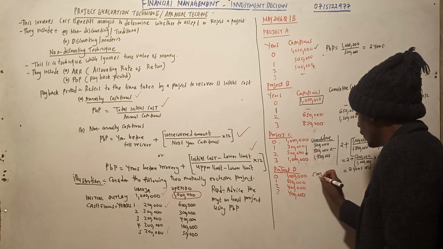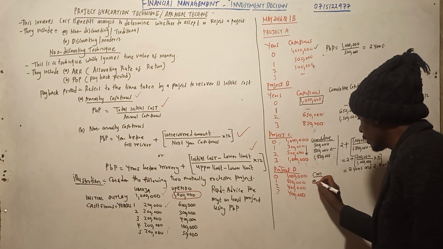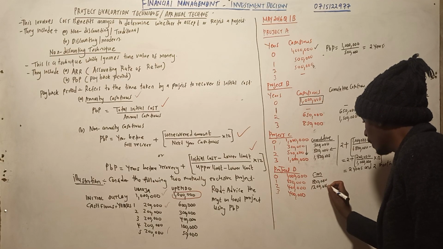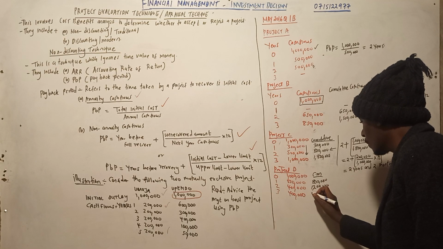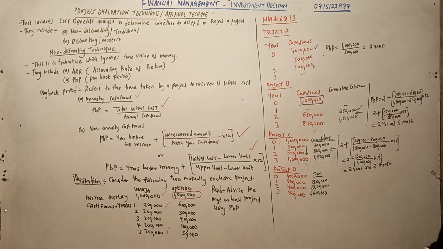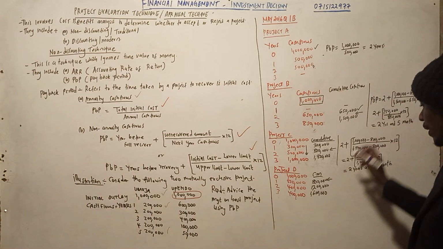Now, the cumulative cash flow: 800,000, 1,200,000, and then 1,600,000. Now, when are we recovering? To recover, here at year 1. So we are recovering at year 1.